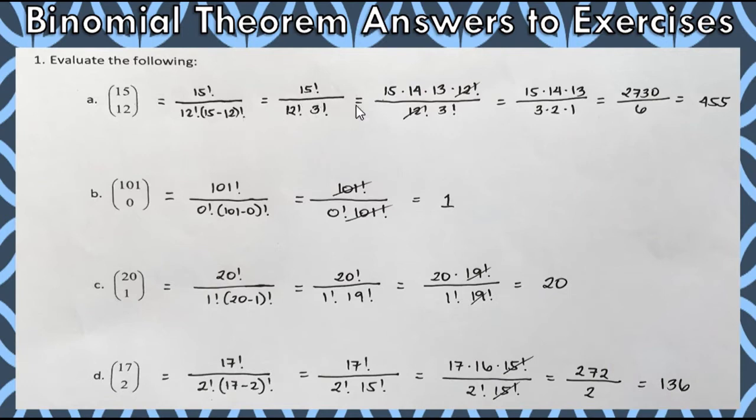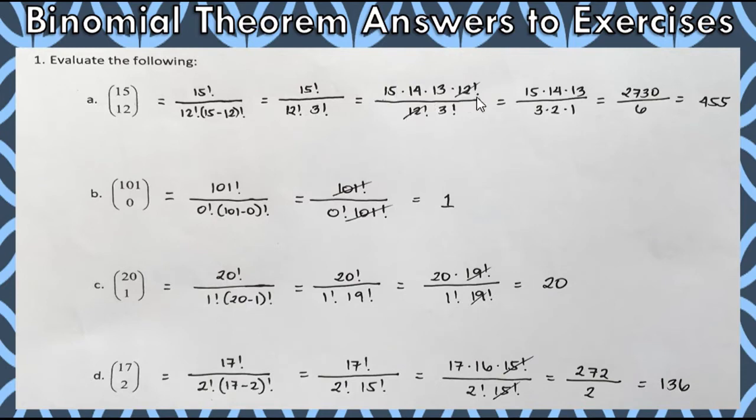15 factorial over 12 factorial, then 15 minus 12 is 3. We have here 3 factorial. Simplifying this one, we can write 15 factorial as 15 times 14 times 13 times 12 factorial. So here, the 12 factorial can be canceled with the 12 factorial in the denominator. Then, times 3 factorial. Since 12 factorial over 12 factorial is 1.